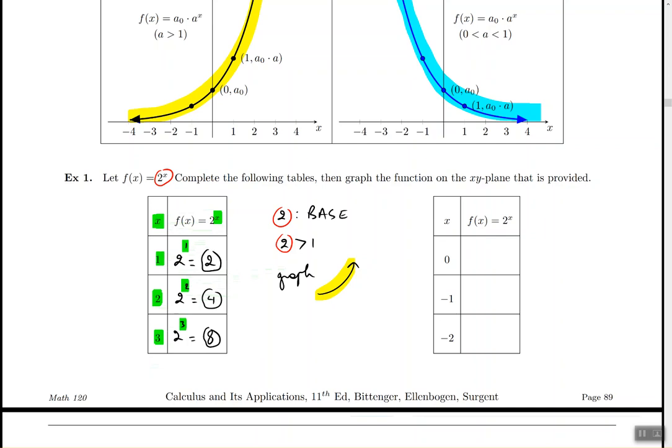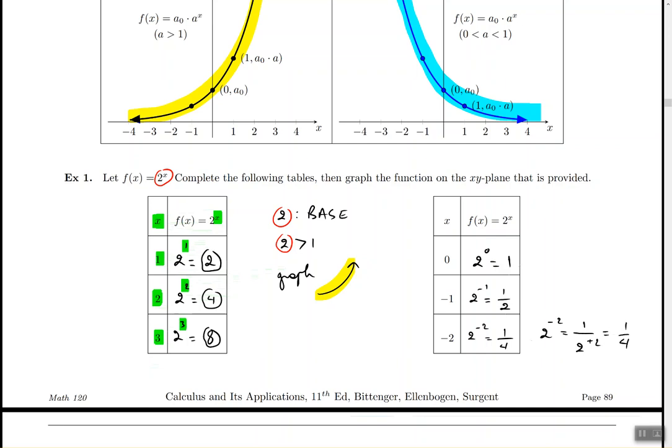On the other hand, if I put in 0, I get 2 to the power of 0, which is going to be 1. This is something that we need to know by default, right? Anything to the power of 0 is 1 except for 0 to the power of 0. That's undefined. If I have 2 to the power of negative 1, that's going to be 1 over 2. And if I have negative 2, I get 2 to the negative 2, which is going to be 1 over 4. Why is it 1 over 4? 2 to the power of negative 2 is the same thing as saying 1 over 2 with the positive 2 exponent, and that's going to be the same as 1/4.